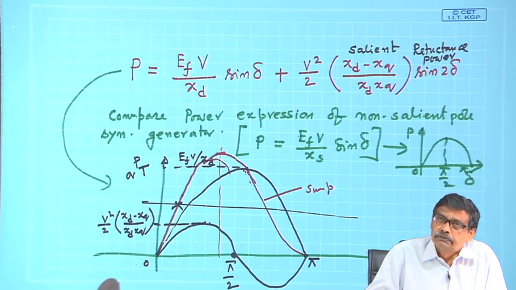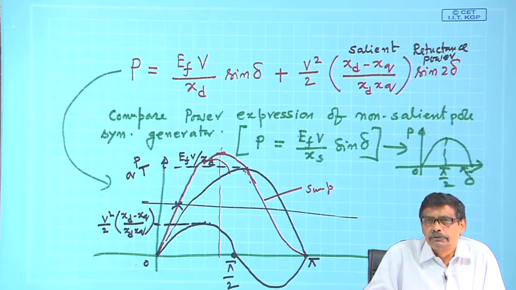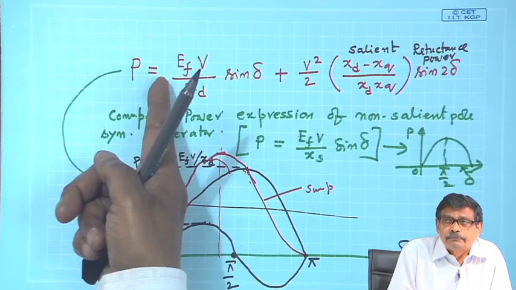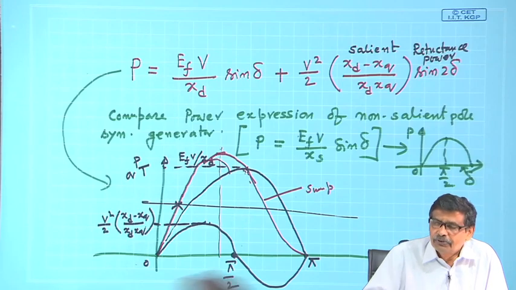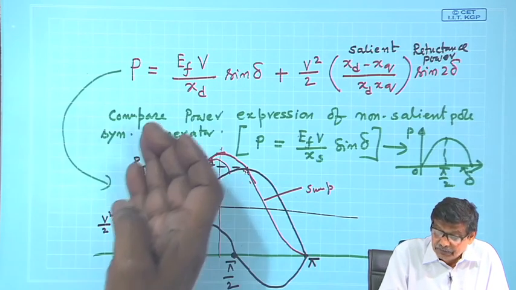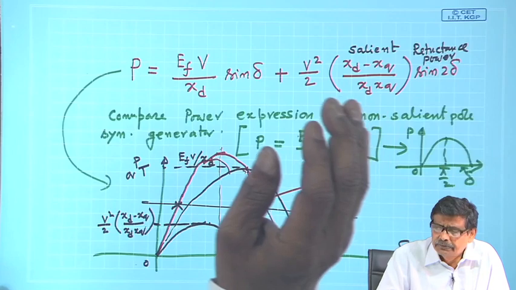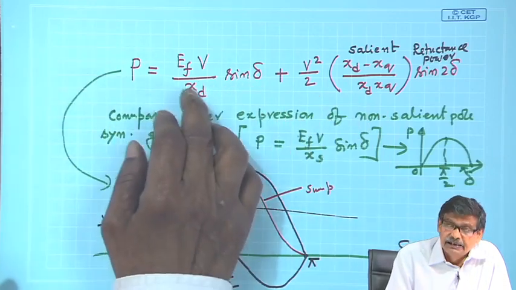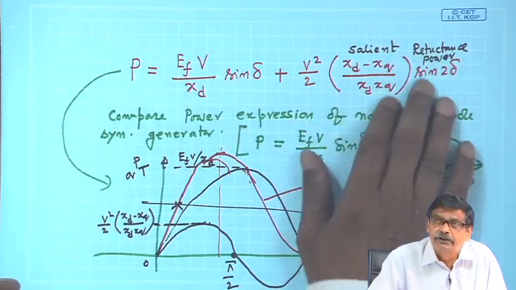Therefore, this point is very important: you must understand that a salient pole synchronous machine connected to a bus may produce torque or power even when E f is 0. E f is what? The field current of the synchronous machine. So suppose the field current goes to 0. This equation tells me that even at a steady state operating point, if it was running and you gradually bring the field current of your synchronous machine down to 0, a salient pole machine will still produce a torque or power.